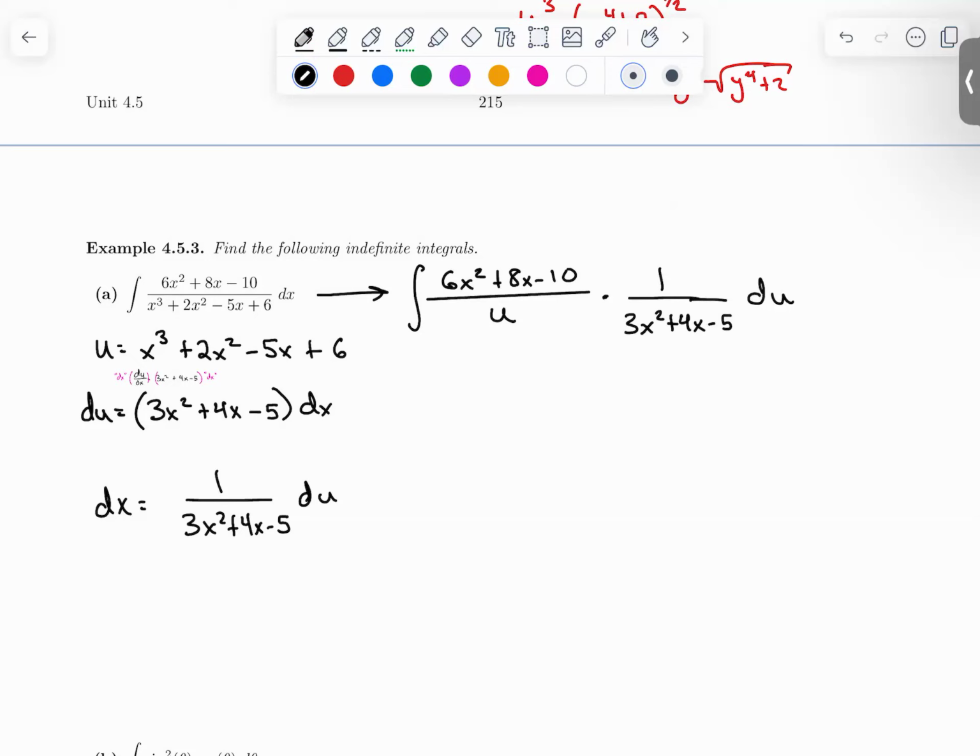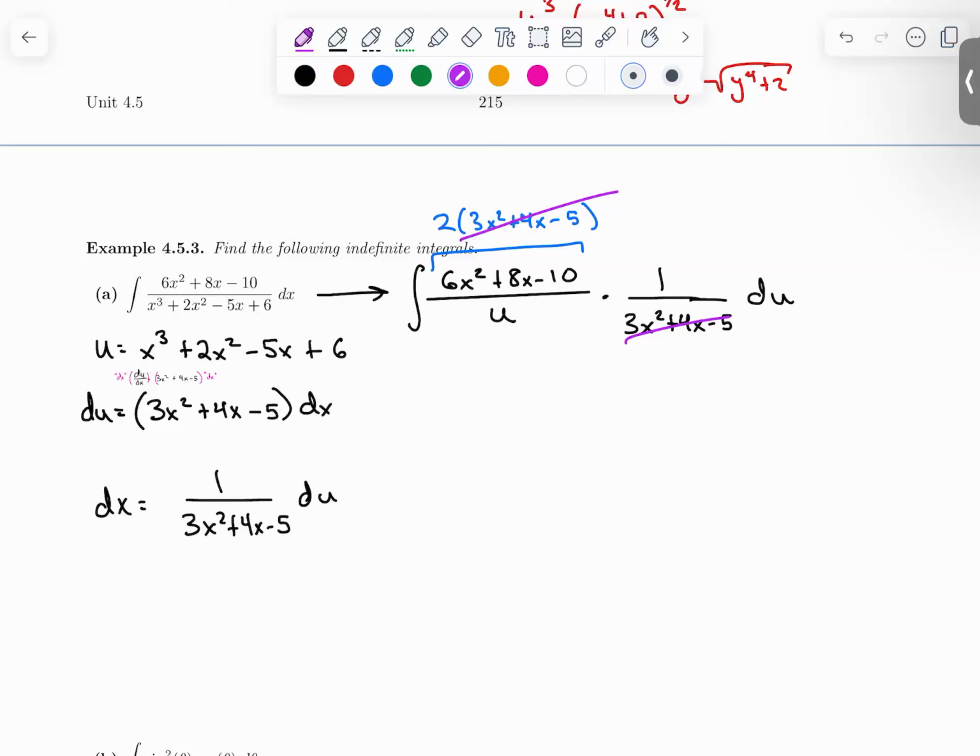And then the haters are going to come at me and say, Phil, that doesn't work out. That doesn't cancel. Yes, it does. There's a common factor. The 6x squared plus 8x minus 10, if you were to factor out a common factor of 2, so right here, this is 2 times 3x squared plus 4x minus 5. And there we go. Now we can cancel those. So sometimes you need to do a little extra algebra after you make your u substitution.